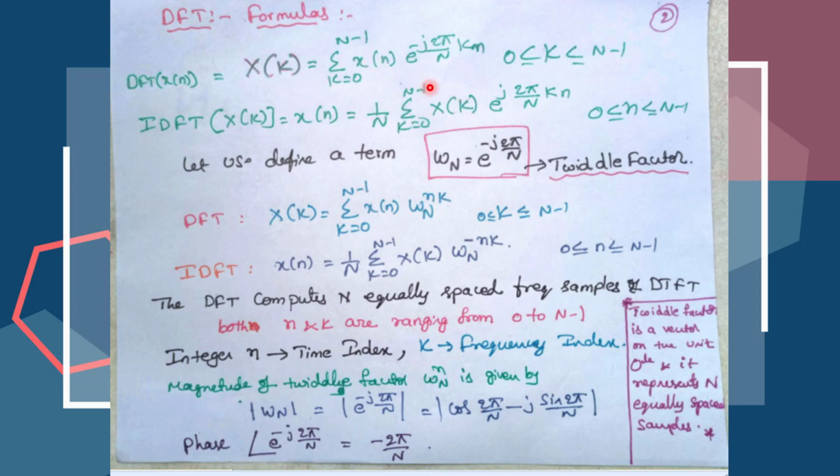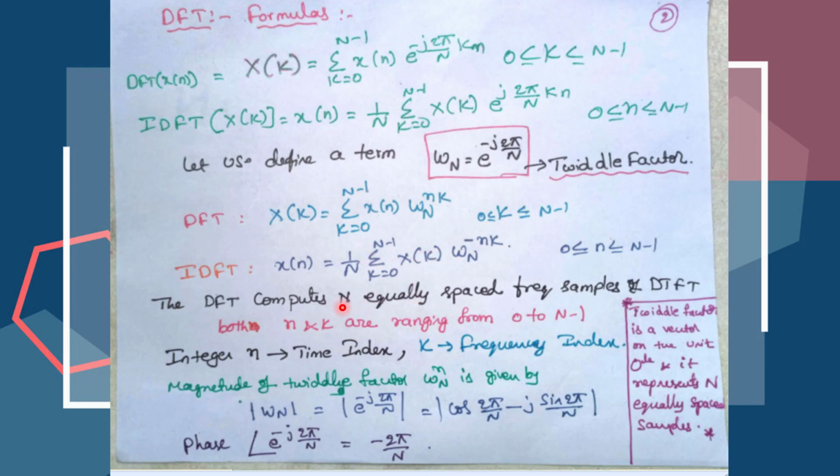The same formulas can be expressed in terms of twiddle factor. In the last video I told you what is twiddle factor. W suffix N equal to e power minus j 2 pi by N. Substitute this in the DFT formulas, then we get DFT of x of n is X of k equal to summation of x of n W suffix N power k n, where k varies from 0 to N minus 1. Likewise, IDFT of X of k is x of n in terms of twiddle factor. We will get this equation like this.